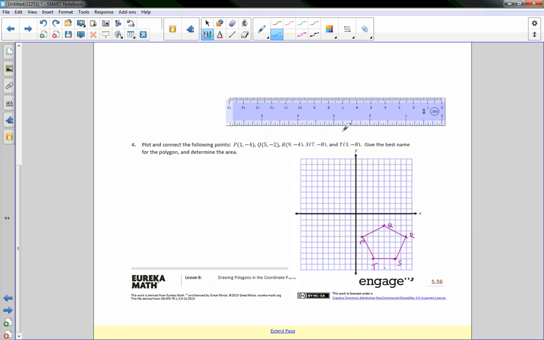Okay, so there is our shape. To give you the best name for the polygon, well, it's 1, 2, 3, 4, 5-sided. So I'll call that a pentagon. And we need to determine its area.